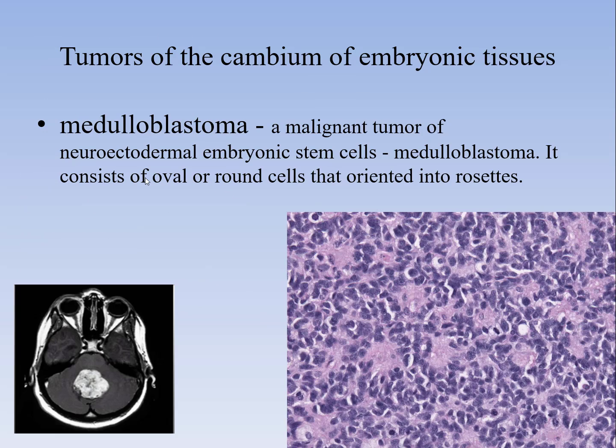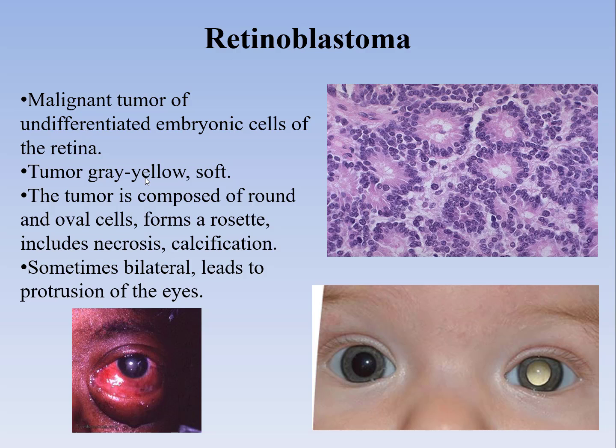Tumors of the cambium of embryonic tissue. Medulloblastoma is a malignant tumor of the neuroectodermal embryonic stem cells, medulloblasts. It consists of oval or round cells that are oriented into rosettes. Retinoblastoma is a malignant tumor of the undifferentiated embryonic cells of the retina. The tumor is gray-yellow, soft, composed of round and oval cells that form rosettes, and includes necrosis and calcification. This tumor may be unilateral or bilateral. It leads to protrusion of the eyes and affects small babies about 2 years old.